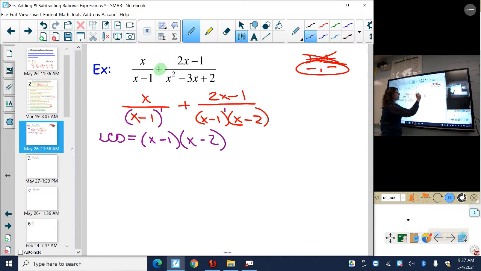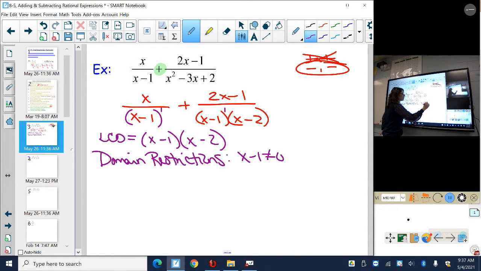So this is my entire LCD, which means my domain restrictions are going to be x minus 1 cannot be 0, and x minus 2 cannot be 0. So x cannot be 1, and x cannot be 2. Okay?